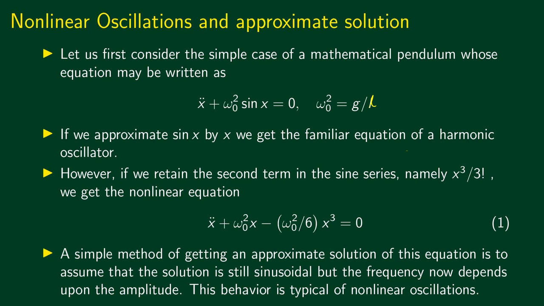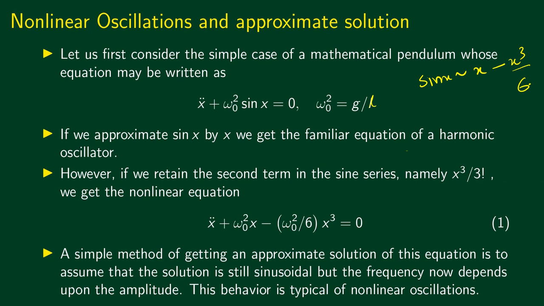Including the nonlinear term, you get a nonlinear equation of this form: x double dot plus omega 0 square x, which is the first approximation, and then minus omega 0 square by 6 x cubed equal to 0. For sine x, we take instead of x, x minus x cubed by 3 factorial, so it's x cubed by 6. Let's try to find an approximate solution to this equation, since the direct complete solution is difficult.